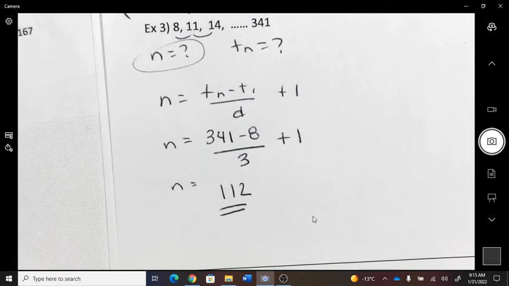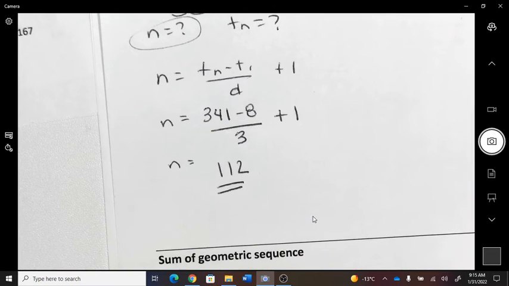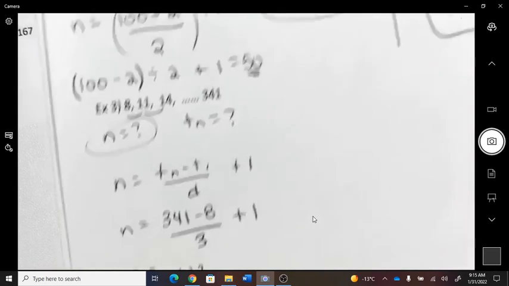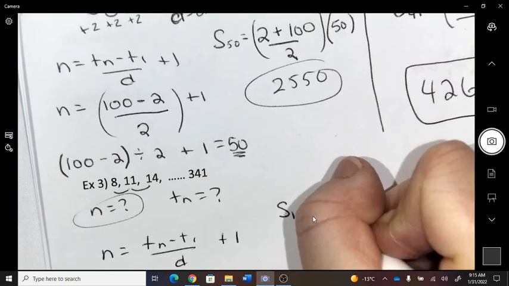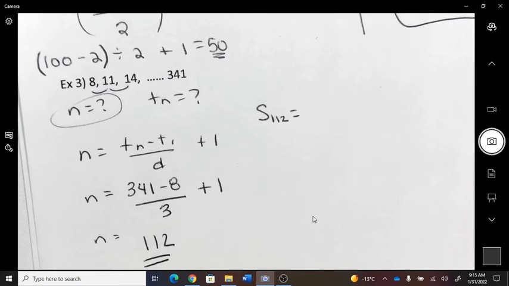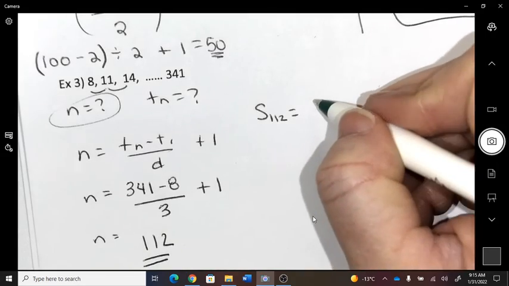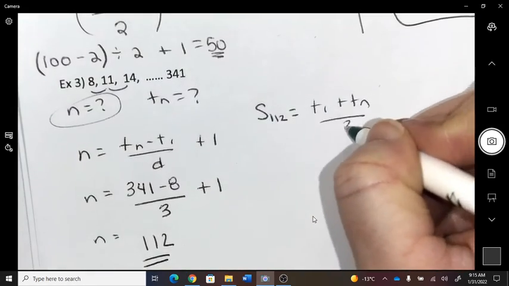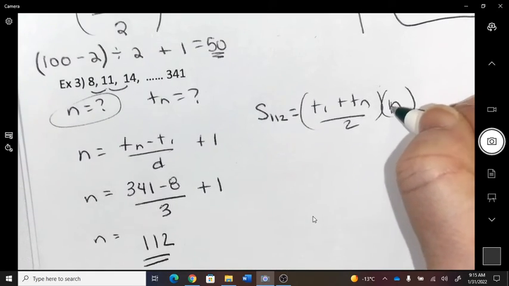Okay, type the formula in there and see if you can get 112 when you do your typing on your calculator. So again, 341 minus 8 either has to be bracketed or equals before you divide it by 3. Okay, so now we can go sum. So sum of 112 terms. If we were to add up 112 terms in this thing, we would get the first term plus the last term over 2 times n. So you have that on your sheet.